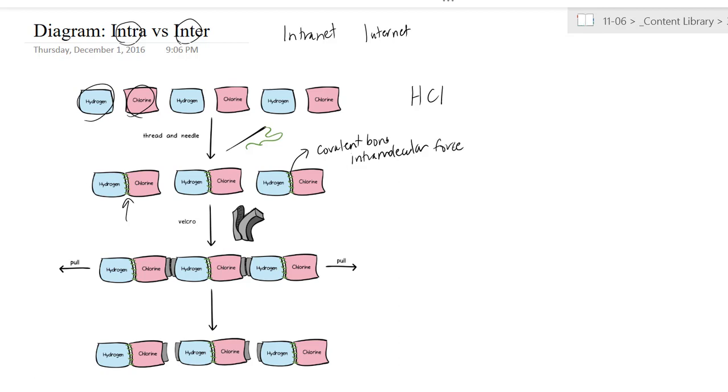To think about where the intermolecular force is, we need to think about two unique hydrogen chloride molecules and the force that exists between the two different molecules. The analogy that we use to think about the intermolecular force is Velcro. And the reason we have the thread and the needle as our intramolecular force and then the intermolecular force as our Velcro is to help us to examine the relative strengths.